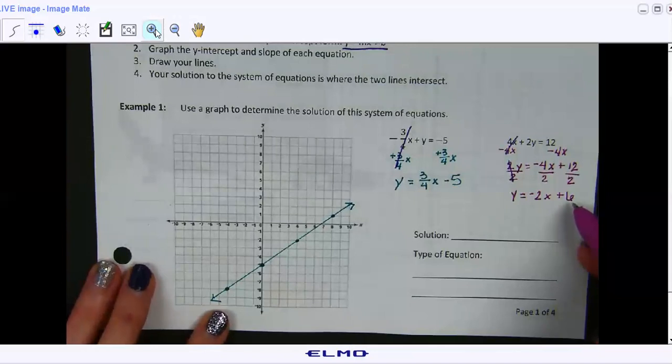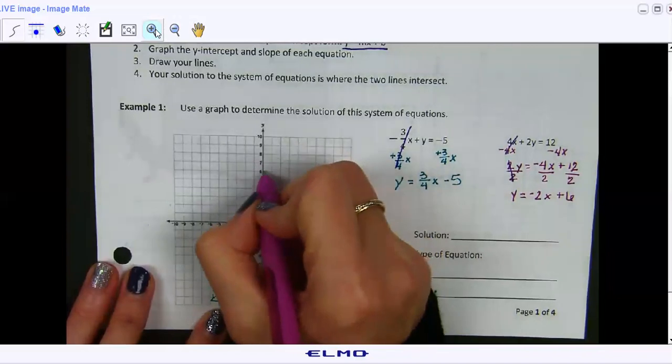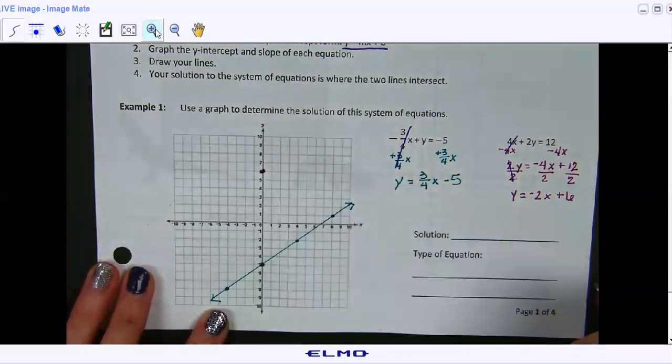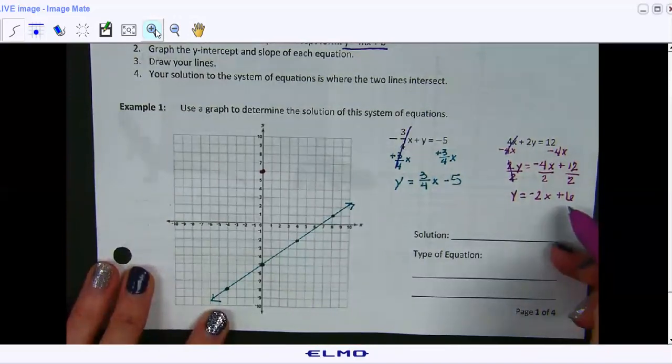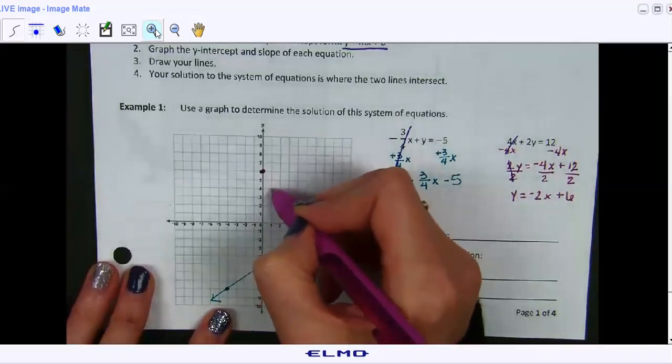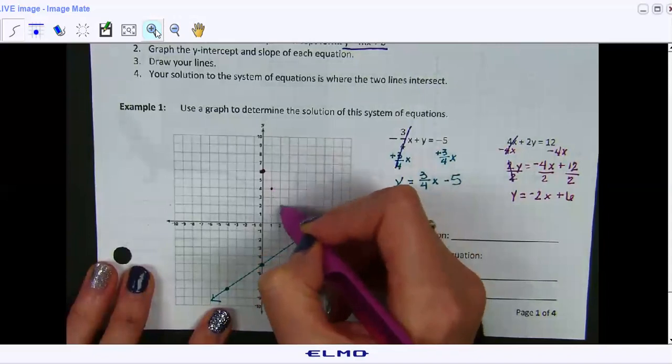So we are going to plot our y-intercept at +6. Some of you had difficulty with this on your last quiz, being able to graph an equation, and so you need to make sure you're able to do that. All right, so then I'm going to graph my slope of -2. So I'm going to go down 2 to the right 1, down 2 to the right 1.